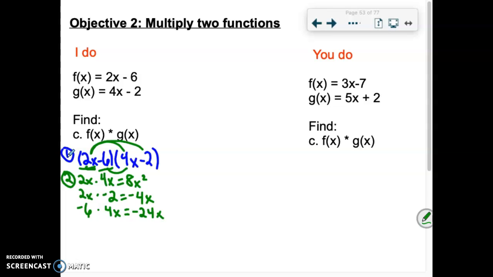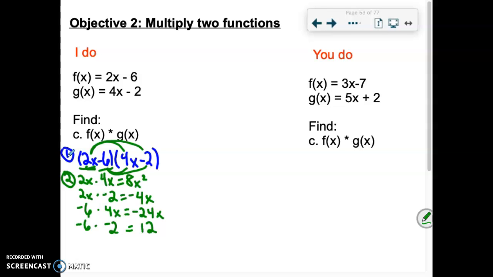And then to finish it off, we have negative 6 times negative 2, the second term times the second term. So I can write that, negative 6 times negative 2, which equals positive 12, because a negative times a negative makes a positive.